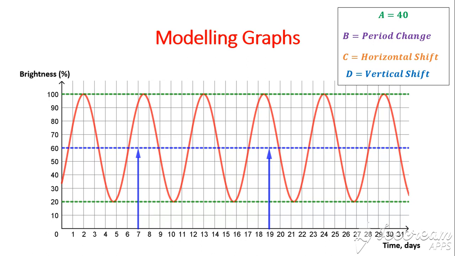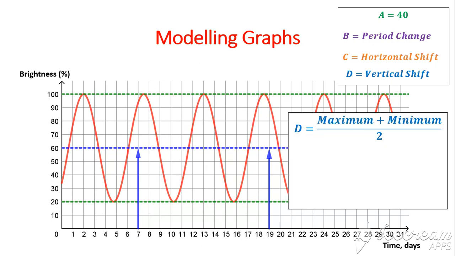So here's another formula to work out the value of D. D is equal to the maximum plus the minimum divided by 2. Now be careful, the amplitude was maximum minus minimum, but the value of D is maximum plus minimum divided by 2. So this is what you're going to do. You're going to go 100 plus 20. 100 is the maximum, 20 is the minimum. That gives 120. 120 divided by 2 gives 60. That works out the value of D is 60.